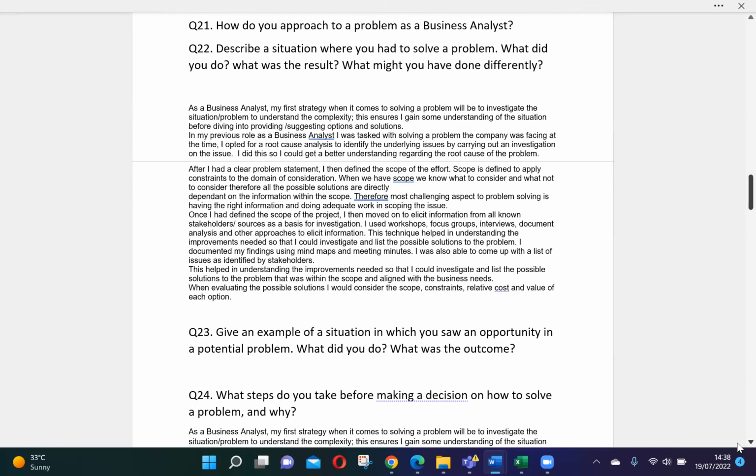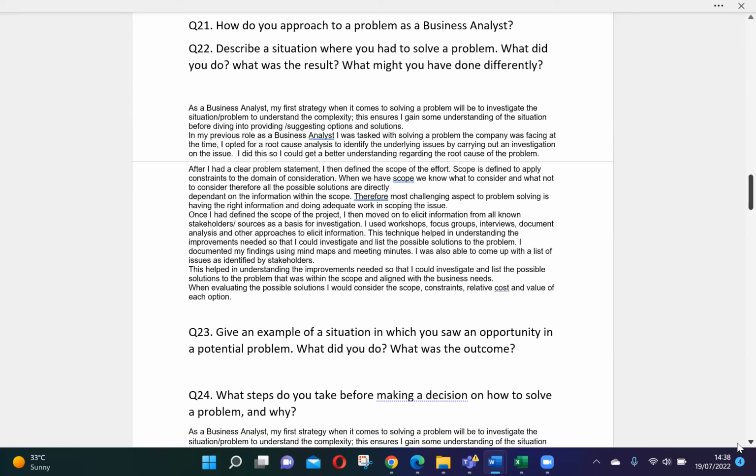Give an example of a situation in which you saw an opportunity in a potential problem. What did you do? What was the outcome? I'm not sure of that. Now this is a scenario based question, where you have to answer this question. I can help you in framing the answer, but the information you have to provide.